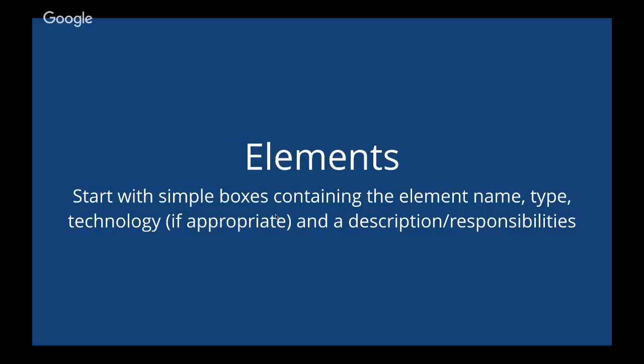Elements. So my recommendation here is to start with simple boxes. And once you have a diagram that makes sense with simple boxes, then start adding shapes. So what do my simple boxes have in? Well, you might have noticed from my example diagrams that my simple boxes actually have quite a lot of text in. So there's an element name. I'm always very explicit about the type of that element, whether it's a software system or a container or a component. If it's appropriate, I'll also list the technology choice in there, and then I'll always have a description or a set of responsibilities for that thing.